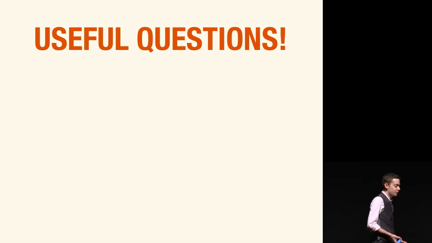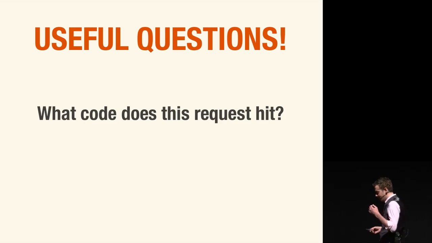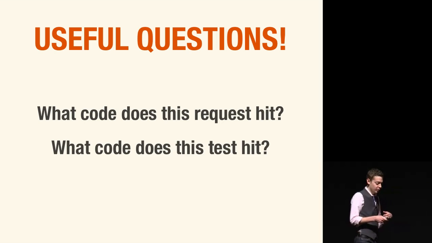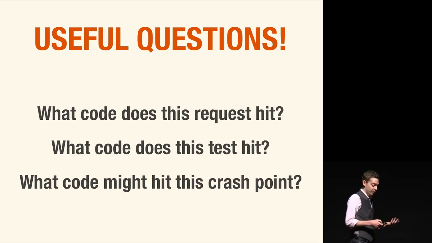And there are a lot of useful questions you can answer with something like this. Like, I'm writing a web app. A request comes in and hits this piece of the controller layer. What code gets executed? That's a question that is not that easy to answer with most current tools. Just seeing the graph of what actually happens. Or what code does this test run? That's actually even less common to be able to do. Or maybe the best one, the most interesting one, what code might hit this crash point?